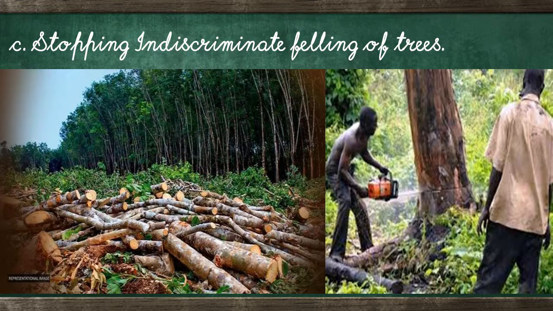Next is stopping indiscriminate felling of trees. Although slash and burn or jooming practice have been banned in Northeast India, indiscriminate cutting of trees without bothering about the depletion of forest cover is still very common. There should be a strict ban on felling of naturally growing trees. If a tree has to be cut, necessary permission has to be obtained. Besides, proper replacement of trees by planting saplings at least in the ratio of 1:10 should be undertaken.